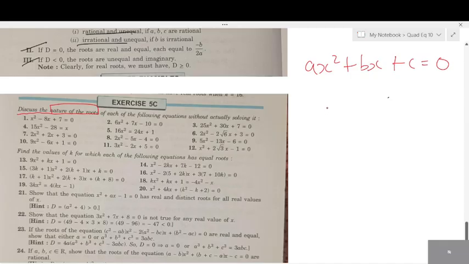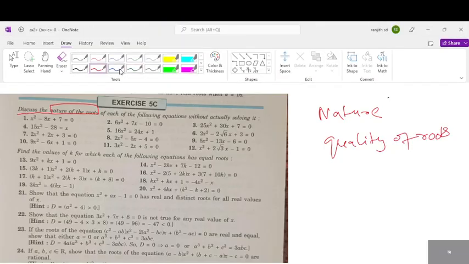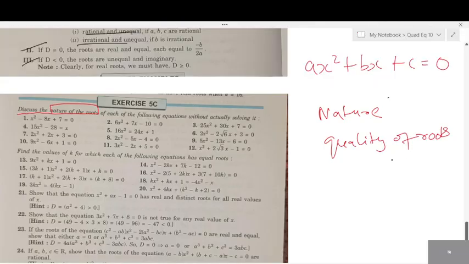Nature is nothing but quality. When we talk about the nature of a human, they get angry, sad, all the emotions. In the same way, the meaning of nature here is quality, the quality or character of a root. So when you talk about the quality or character of a root, that is nothing but b square minus 4ac.